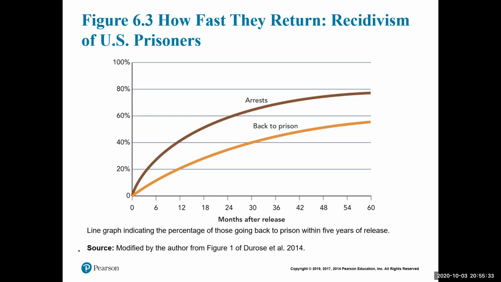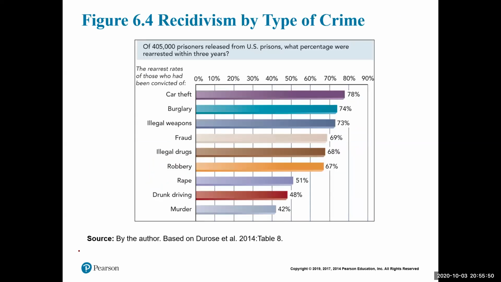How fast did they return? So this is the recidivism of U.S. prisoners, and this shows arrest and back to prison. There is a 20% gap here that prisoners will end up going back, and it's usually within a short time frame, usually within 5 years. It's usually for rearrests for those who have been convicted of car theft, burglary, illegal weapons, fraud, illegal drugs, robbery, rape, driving drunk, or murder.